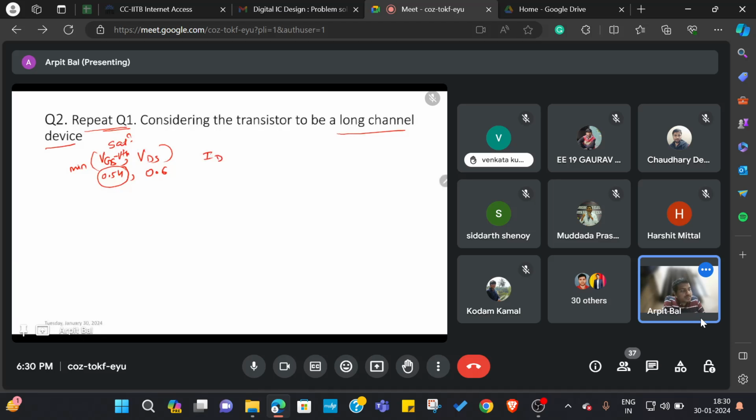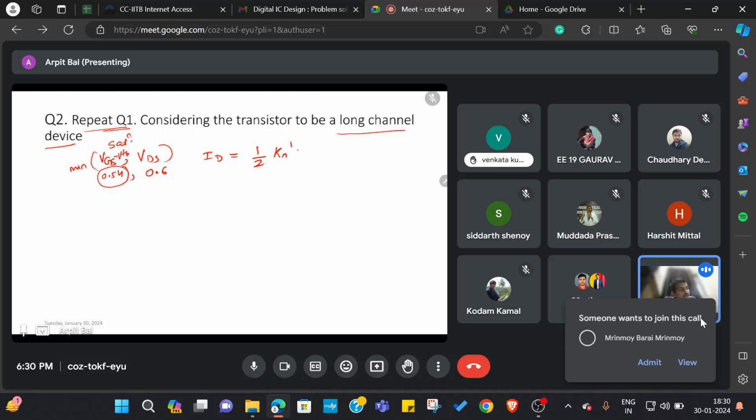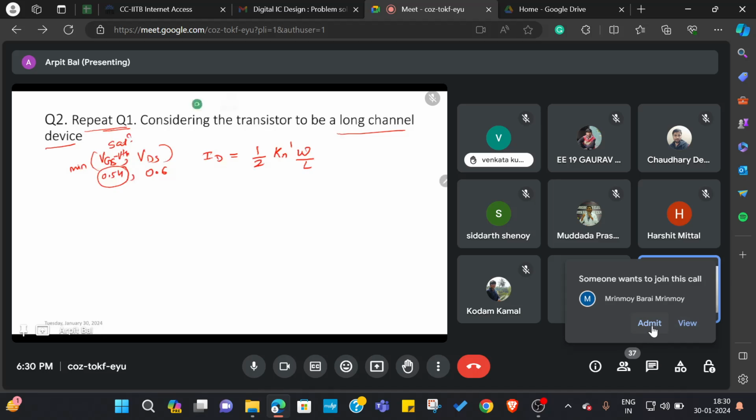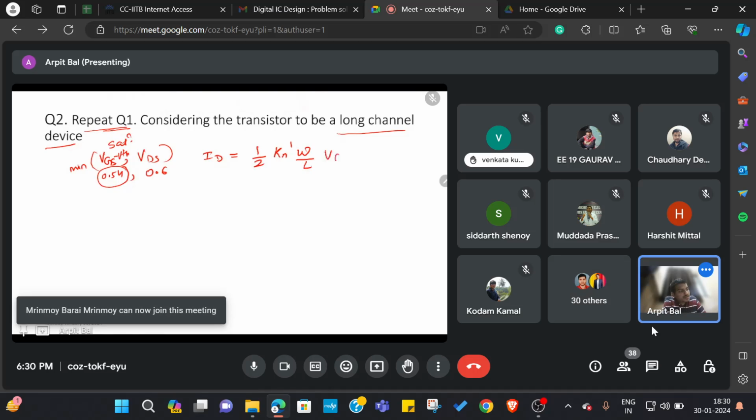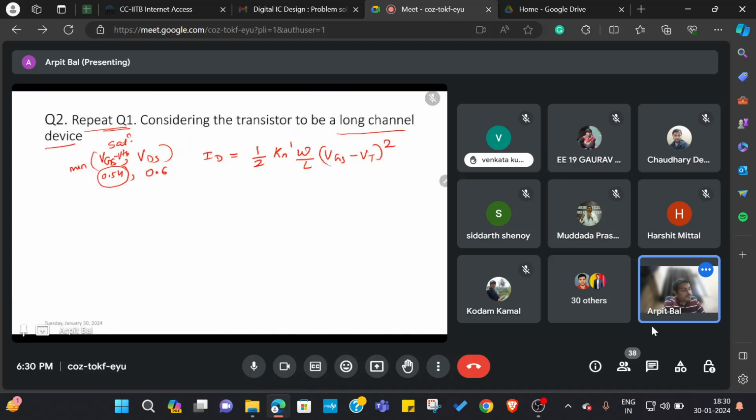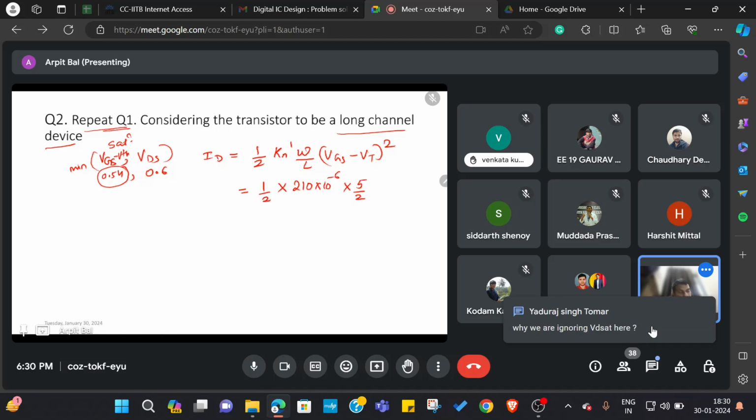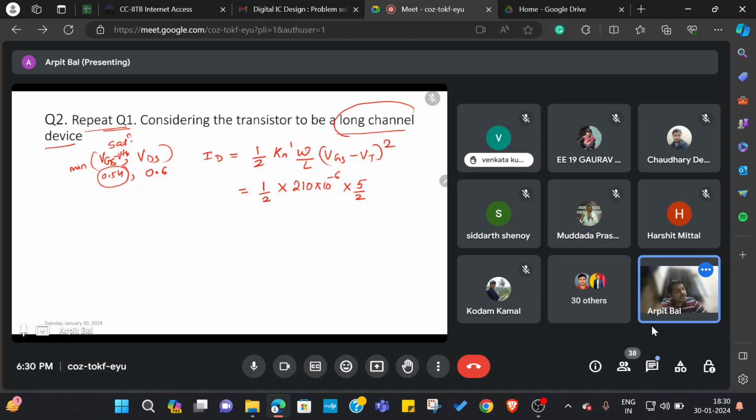It means the transistor is in saturation, and we can directly use the saturation formula without the 1 plus lambda VDS term as well. So ID is equal to half Kn dash W by L times (VGS minus VT) whole square, which equals half times Kn dash, 210 into 10 power minus 6, times W by L, which is 5/2. Why are we ignoring VDSAT here? Because the question mentions that it's a long channel device.